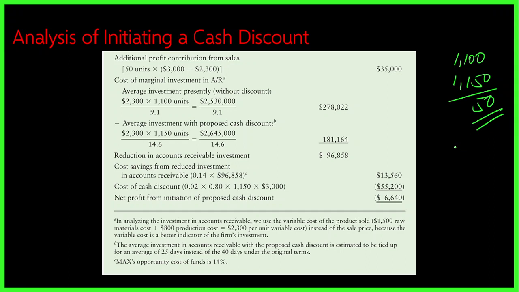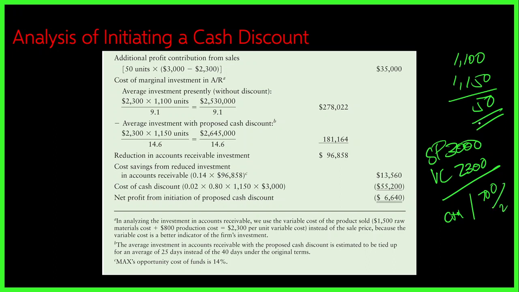Okay, they are selling this for 3,000 per unit. Okay, that's the selling price, and then the variable cost is 2,300. Okay, so the contribution margin per unit is now 700. 700 per unit. Okay, so you multiply that by 50 units, the additional units to be sold, you now have 35,000. That's the increase in your profit.